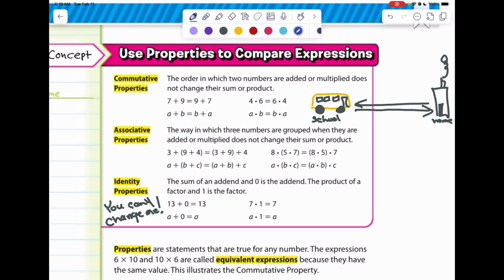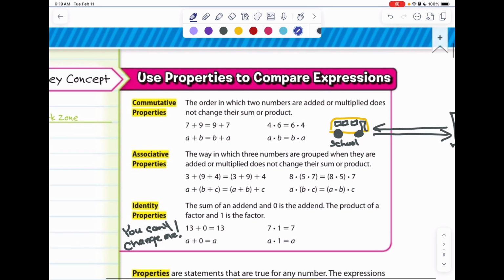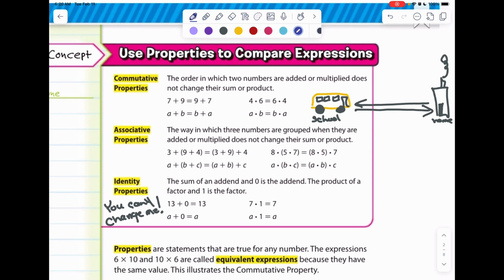Okay, so at the top of your paper, put a title that says commutative property. This right here, commutative properties, make that a title. Then I want you to draw my picture of the school bus going back and forth between school and home. Okay, so see this is the road with an arrow, and same road with an arrow. Notice the arrows are in opposite ways. Okay, so what's the big deal here?